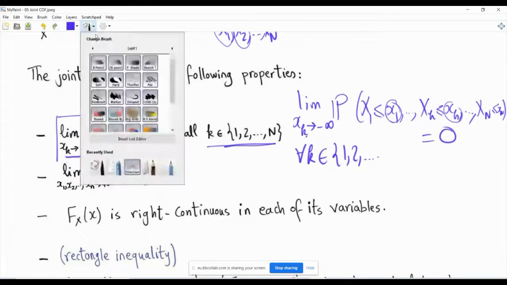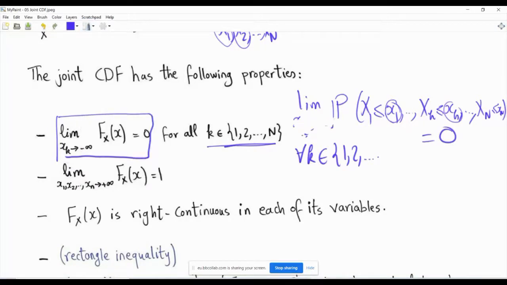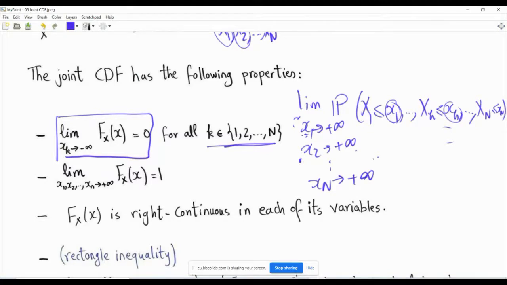Now, suppose that you change your story and now you take the limit as every small x goes to plus infinity. So x1 going to plus infinity, x2 to plus infinity, till xn going to plus infinity. You're asking what is the probability that x1 is less than or equal to plus infinity, x2 is less than or equal to plus infinity, xn is less than or equal to plus infinity. Those are random variables, basically maps from the sample space to real numbers, so every one is less than or equal to plus infinity. So this limit will be equal to 1.